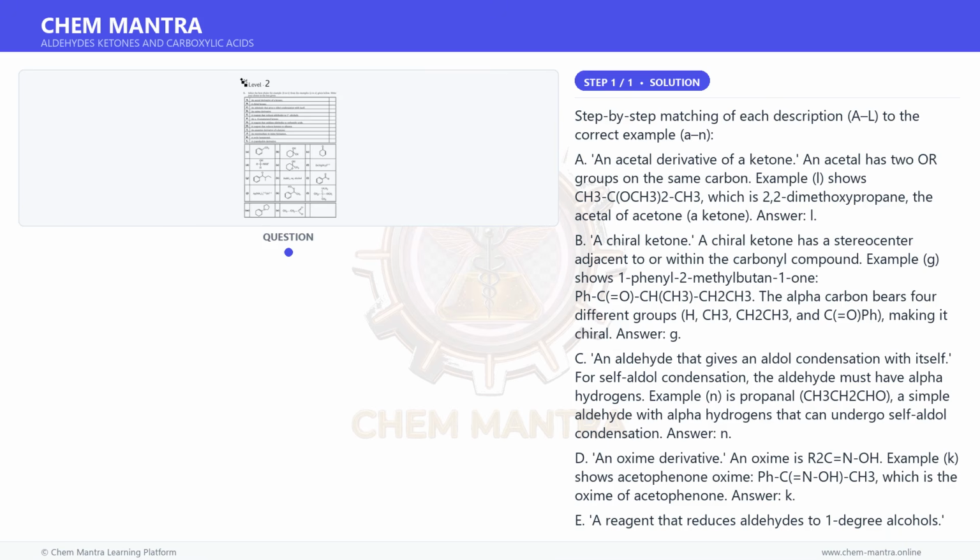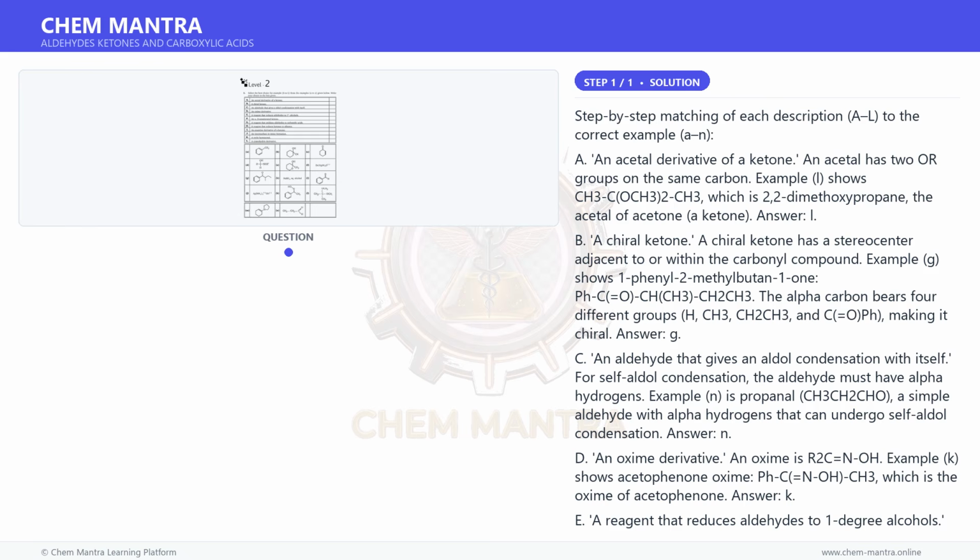Step-by-step matching of each description, A to L, to the correct example, A to N. An acetal derivative of a ketone. An acetal has two OR groups on the same carbon. Example L shows CH3C(OCH3)2CH3, which is 2,2-dimethoxypropane, the acetal of acetone, a ketone.